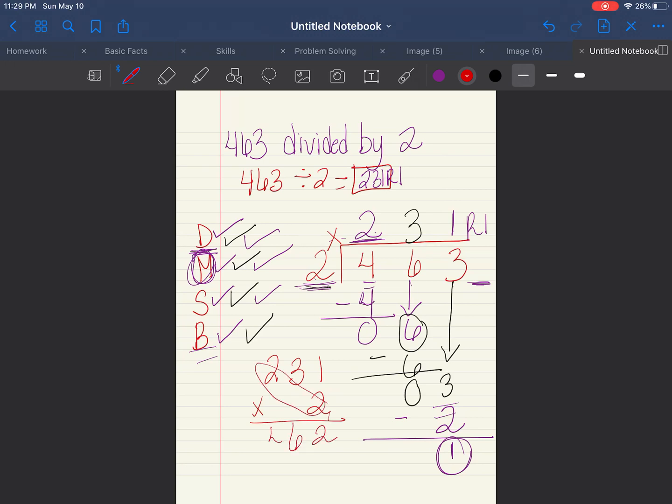To check our answers, we multiply. So we're going to take our quotient, 231, and we're going to multiply times 2. 2 times 1 is 2. 2 times 3 is 6. And 2 times 2 equals 4. Remember, we had a remainder of 1, so we added to the bottom. 2 plus 1 equals 3. 6 plus nothing is 6. 4 plus nothing is 4. Did we get the same answer? Yes, we did. So that means our quotient is correct.